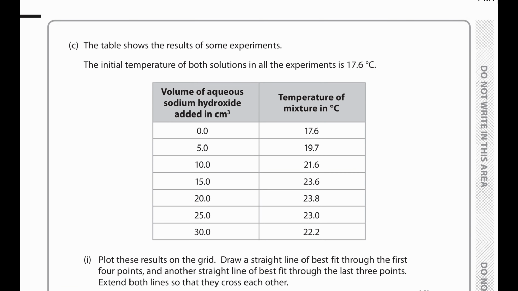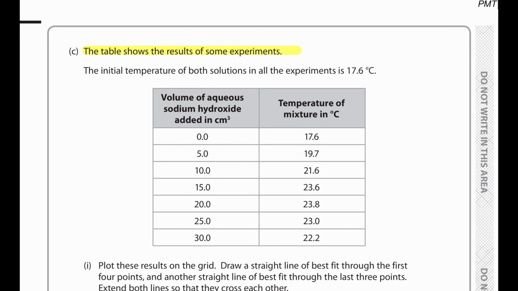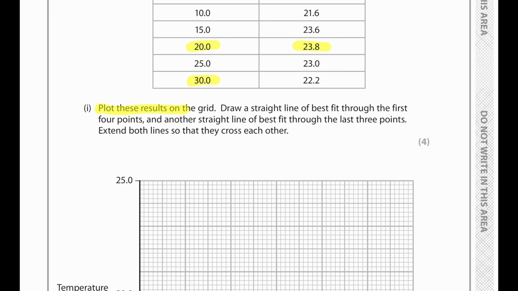The table shows the result of some experiments. The initial temperature of both solutions in the experiment is 17.6 degrees Celsius, and we can see the volume of sodium hydroxide used. The maximum temperature reached was when we had 20 cm³ of sodium hydroxide used, and it was 23.8. Plot this result on the grid. Draw a line of best fit through the first 4 points and another line of best fit through the last 3 points. Extend both of the lines so that they cross each other.